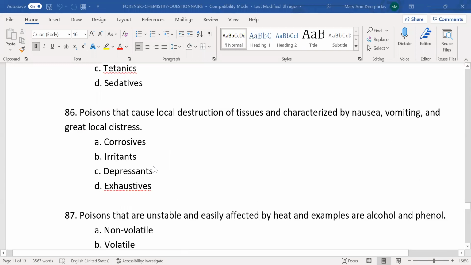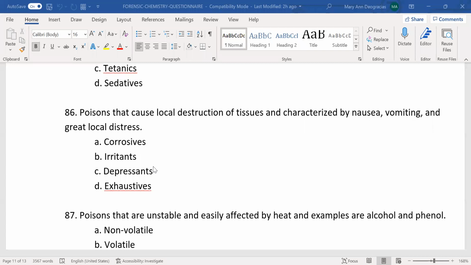All right, next. Poisons that cause local destruction of tissues and characterized by nausea, vomiting, and great local distress. A. Corrosives. B. Irritants. C. Depressants. D. Exhaustives. Destruction of tissues. Yes, A, kasi corrosives, it will corrode the part where it was applied.